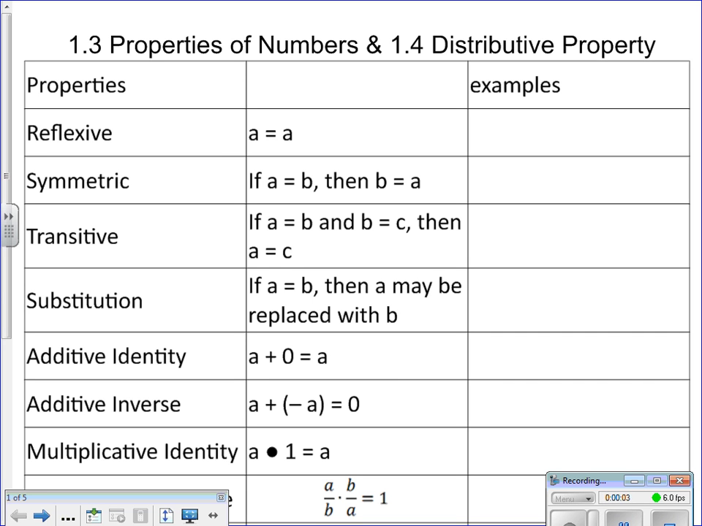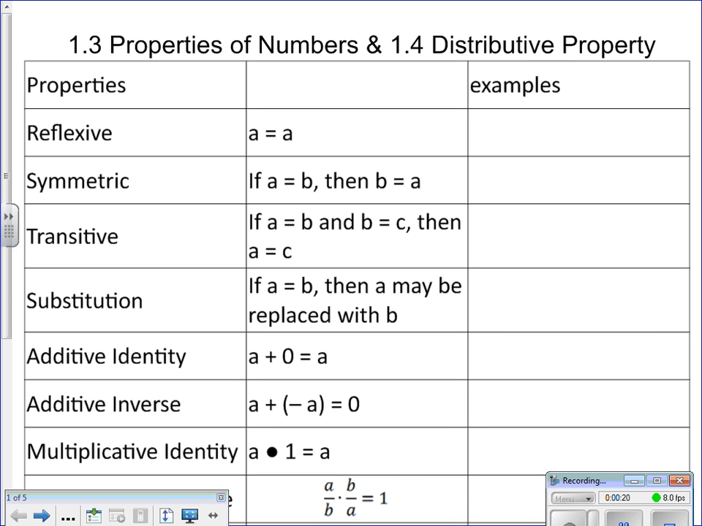Lesson 1.3 and 1.4. We're looking at all of the properties. I suggest you pause and write down this chart. Now there's going to be more of it down to the bottom, but not much more. So I'm going to give you an example of what each one looks like with numbers in it.